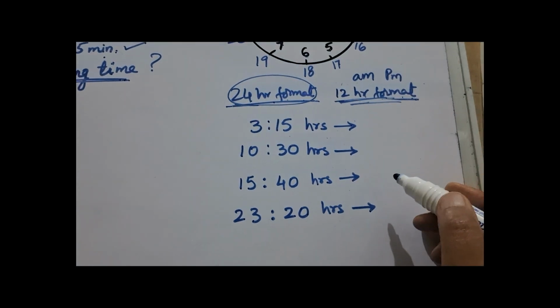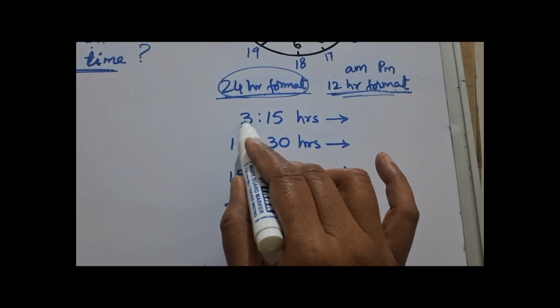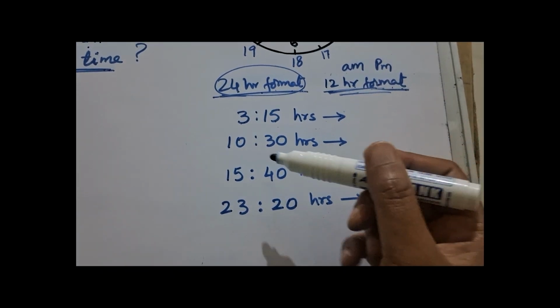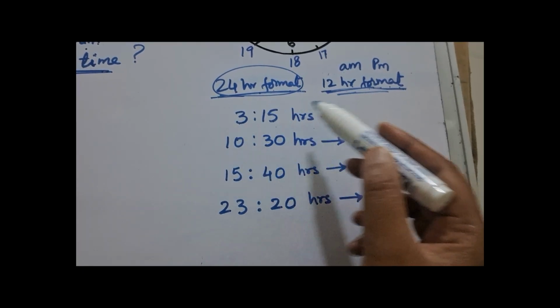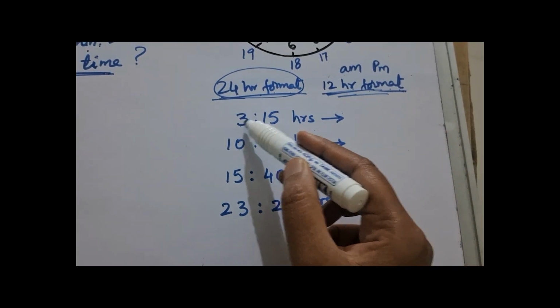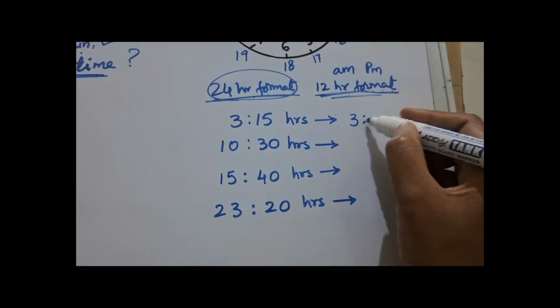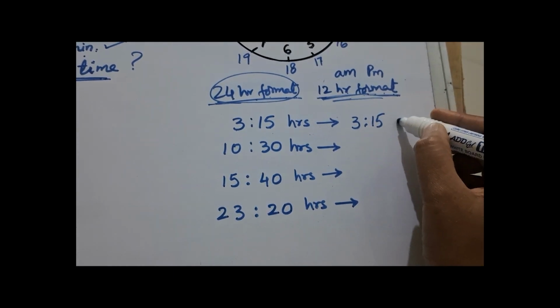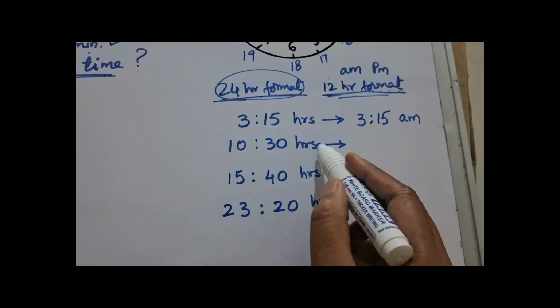Okay. So 3 hours 15 minutes. Here we can see that this is less than 12, isn't it? If the hour is less than 12, then that will be AM, children. Okay. 3:15 hours means that is 3:15 AM.